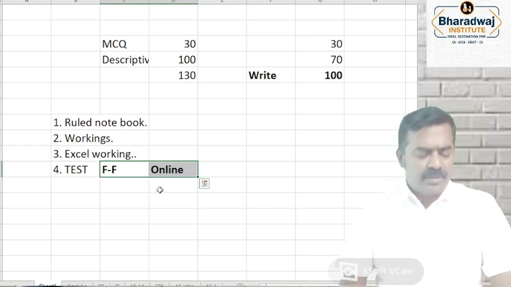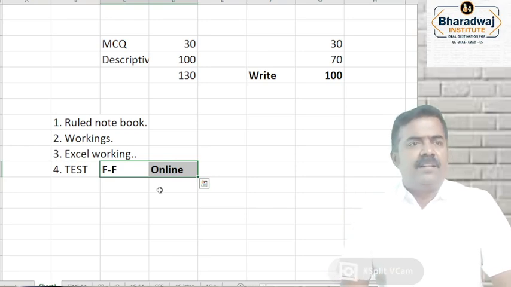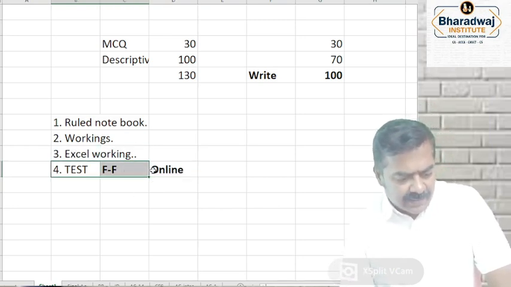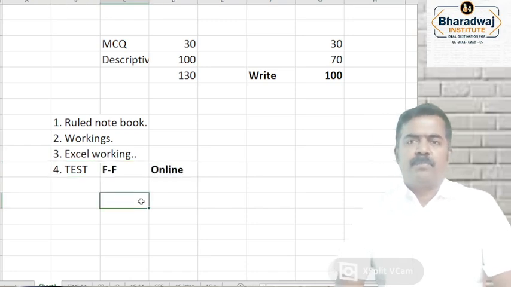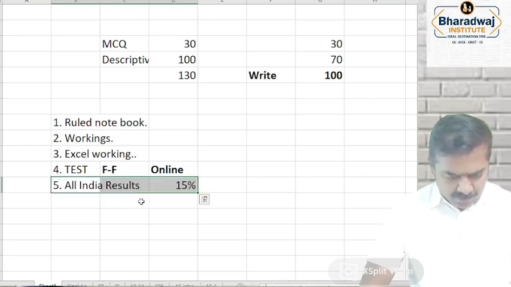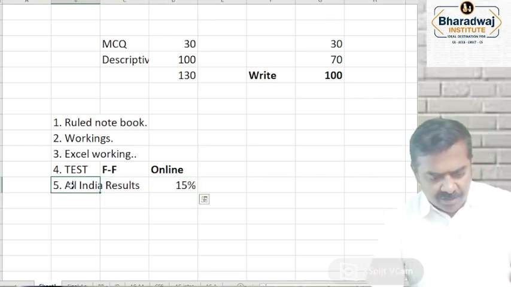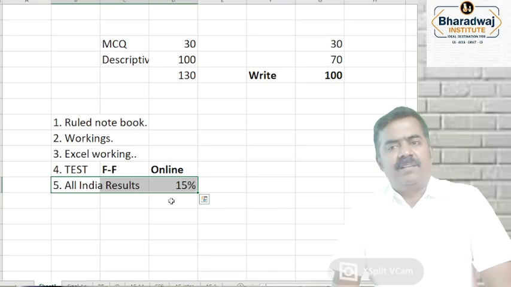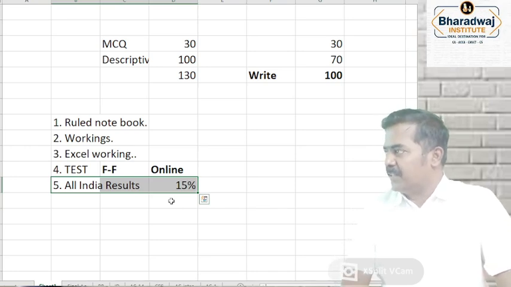But face-to-face students, ensure that you are coming and writing the test in the academy so that you will get a proper examination approach. Because learning is one part. Second, testing yourself is the most important one, because it will teach you a lot of time management skills. Because all India results are only 15% maximum at intermediate level. Foundation level, they give around 28%, 30% like that.